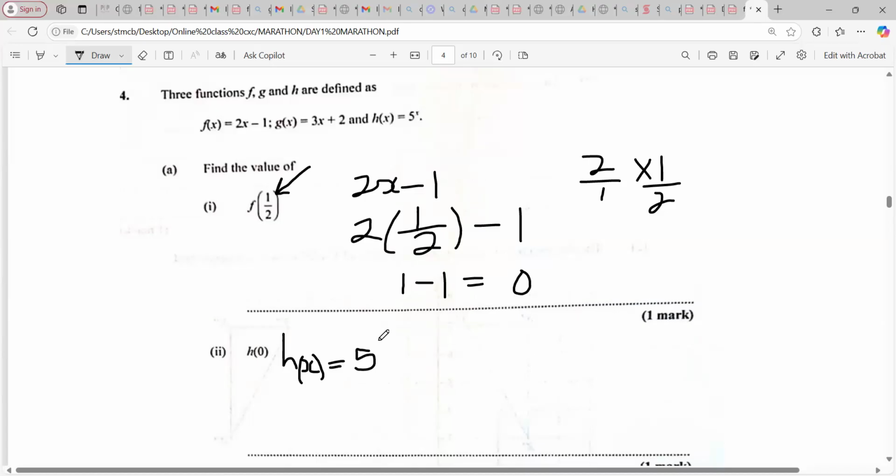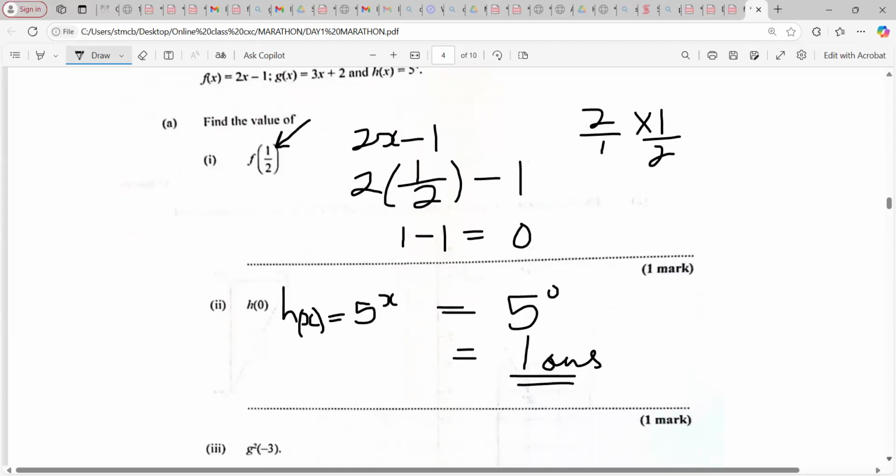So that means the x is going to be 0. So it's going to be 5 to the power 0, which is equal to 1. Any number raised to the power 0 is 1. Laws of indices.